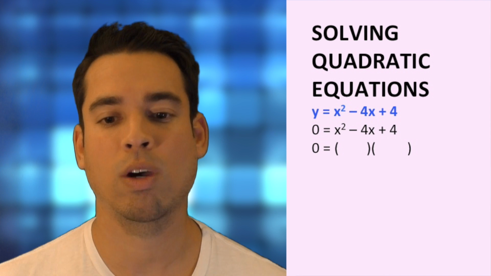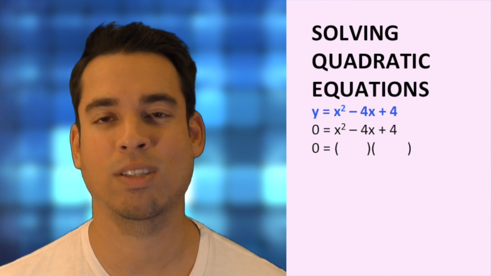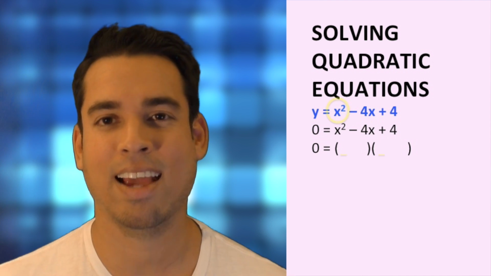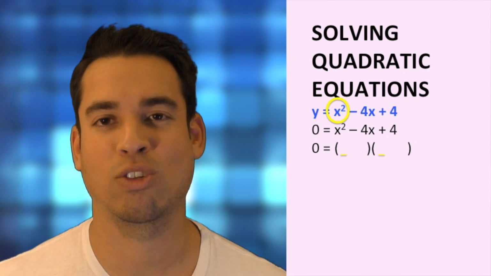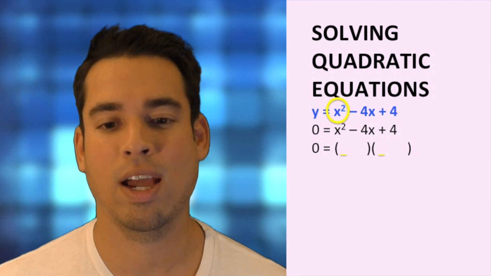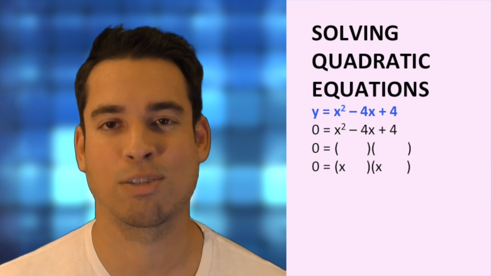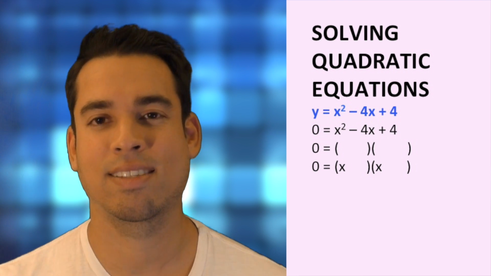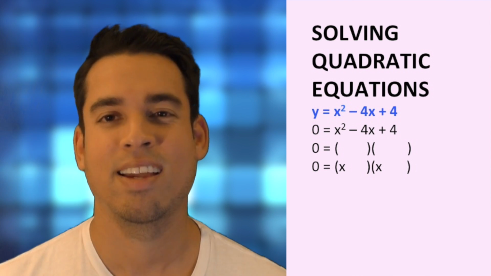So the way we figure out what goes in the first 2 spots of these parentheses is by looking at our primary term, which in this case is x squared. So you just think, what 2 numbers multiply against each other give us x squared? Well, of course, in this case it's x, so we go ahead and throw in an x in the first spot.